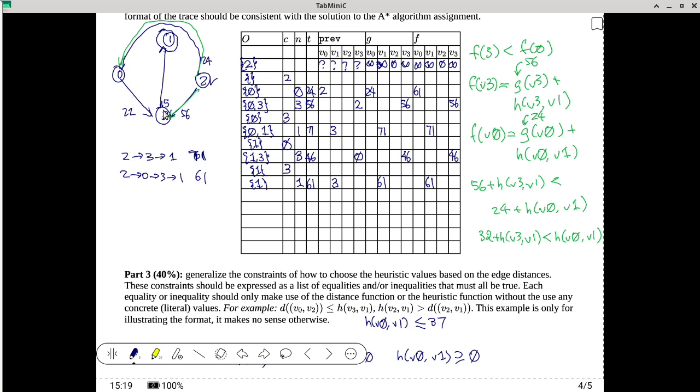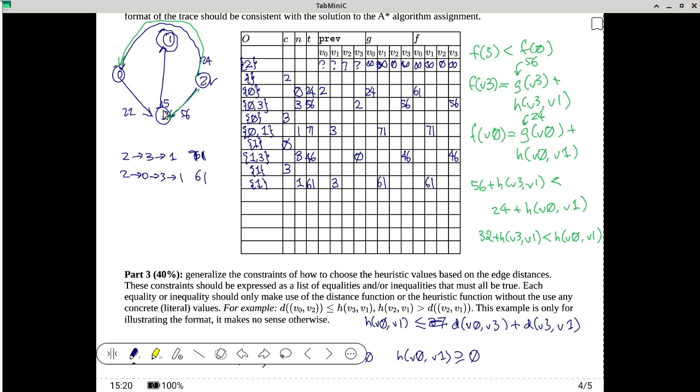Yep. In the instructions, it says each equality or inequality should only make use of the distance function or heuristic function without the use of any concrete literal values. So that would be D of V0, V3, plus... And I'm assuming you can still use zero. Yeah, you can still use zero.